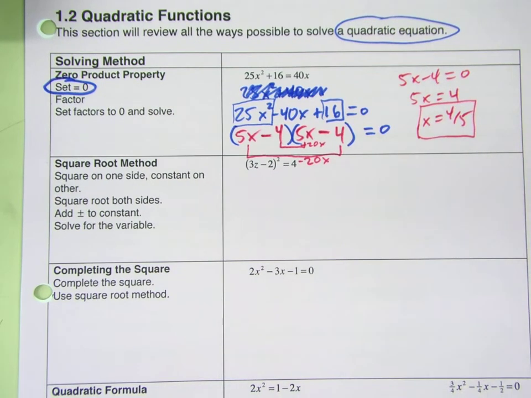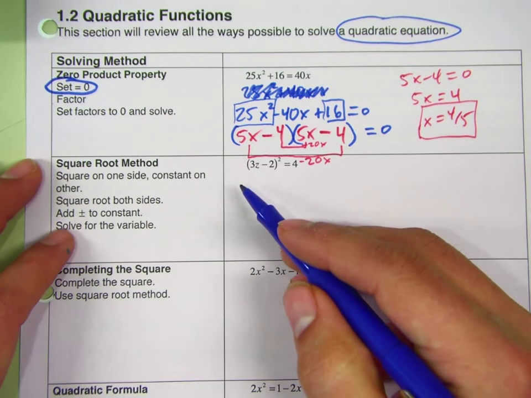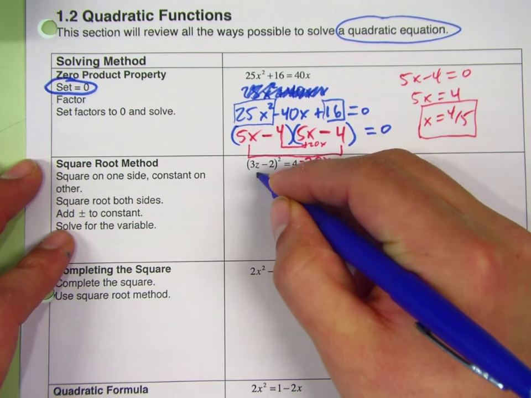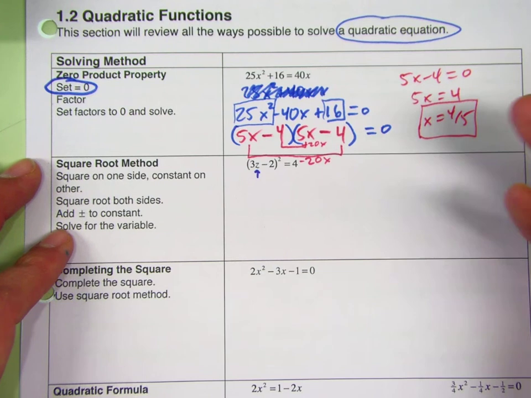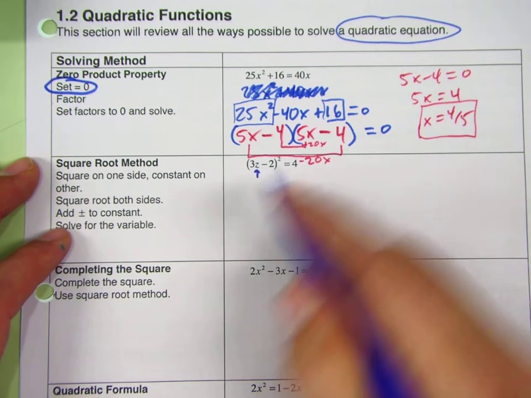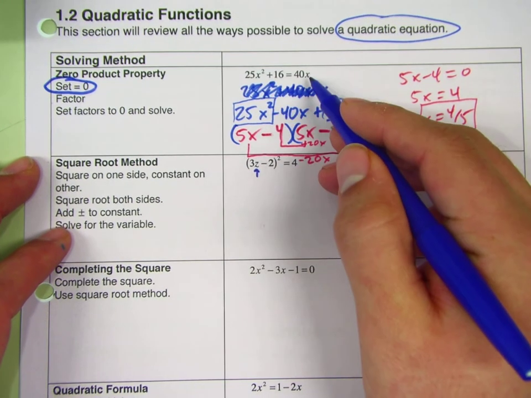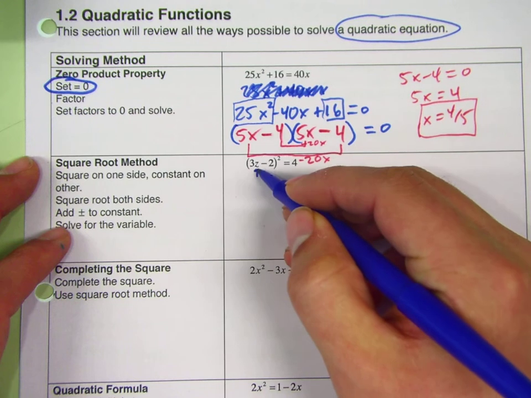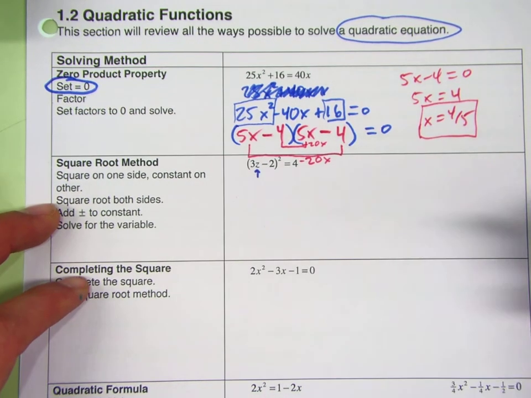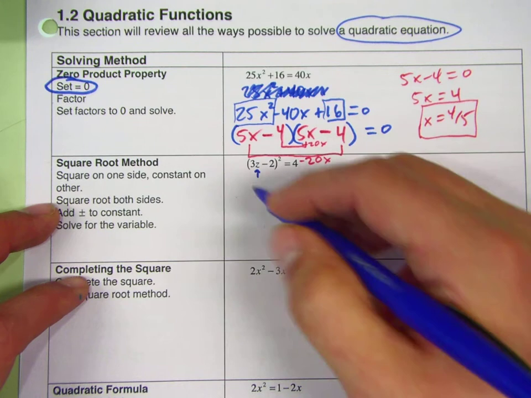Square root method. Okay, so that's the next one. This is used when there's literally only a single variable, meaning it's not a z squared and a z. We have an x squared and an x here. If it's just one single z, we should be able to move stuff around and get it alone. So it's a little different than these.